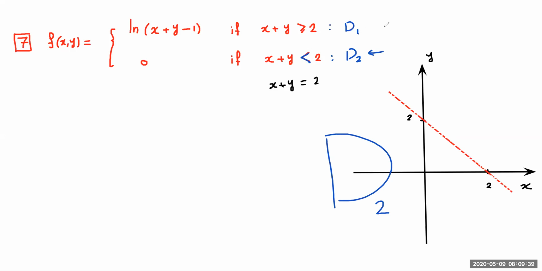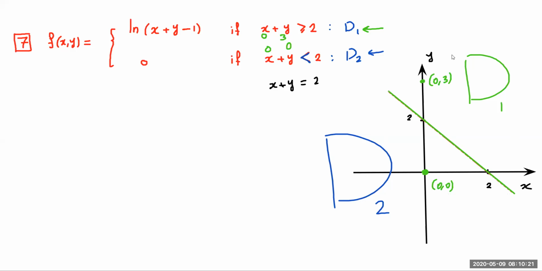Okay, where is the region D1? D1 is here. To verify, let's take any point like (0,0). Put x equal 0 and y equal 0 here. So 0 plus 0 is less than 2. Take any point here like x equal 0, y equal 3. Put x equal 0, y equal 3. The addition is greater or equal to 2. So the region D1 will be with the line. So this line is included in the region D1. Okay?